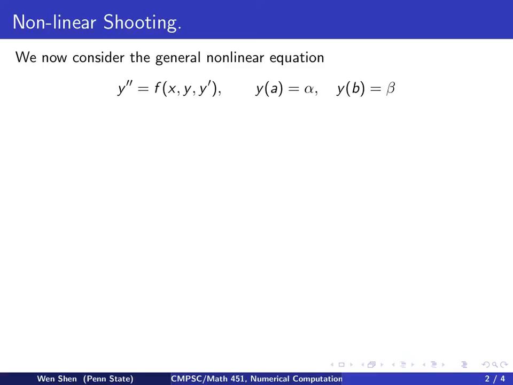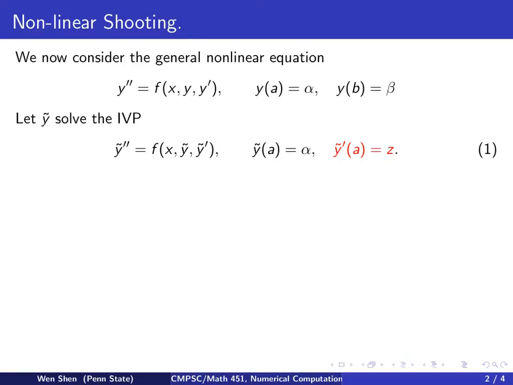Okay, we now have a general nonlinear second order ODE given like that, with the two boundary conditions given at A and B. And we want to solve for y on the interval from A to B. So typically f here is a nonlinear function of y or y prime.